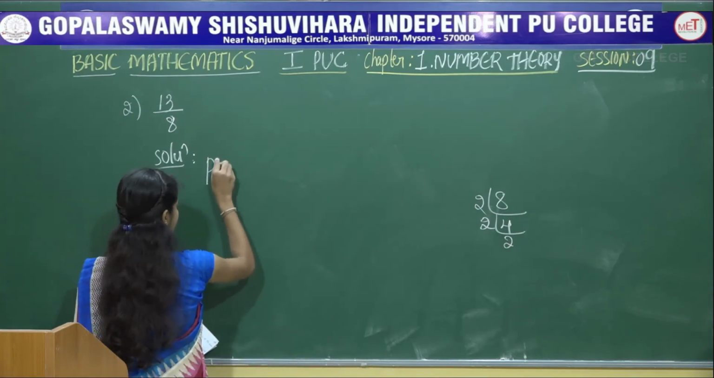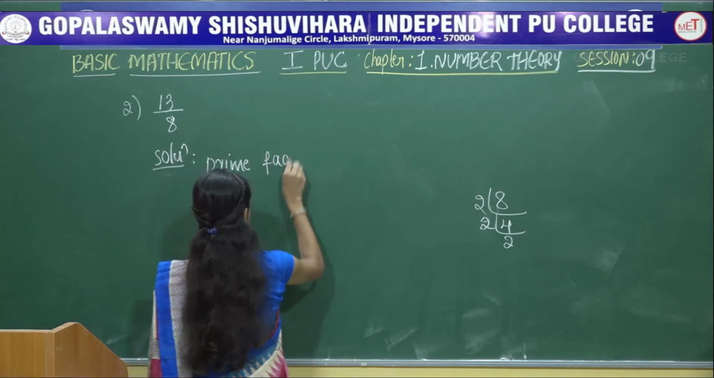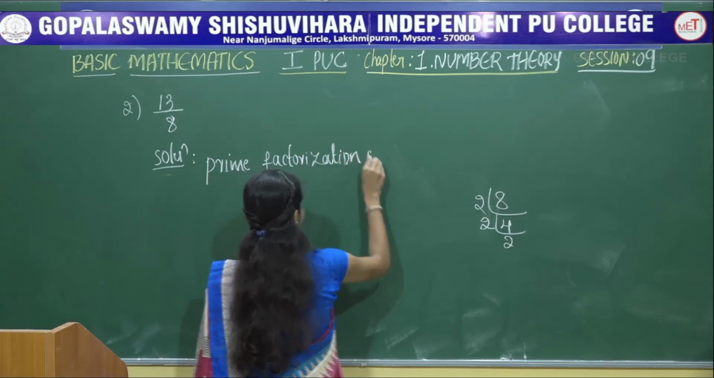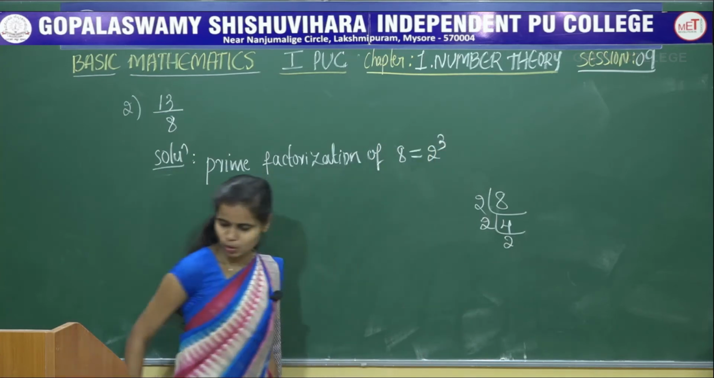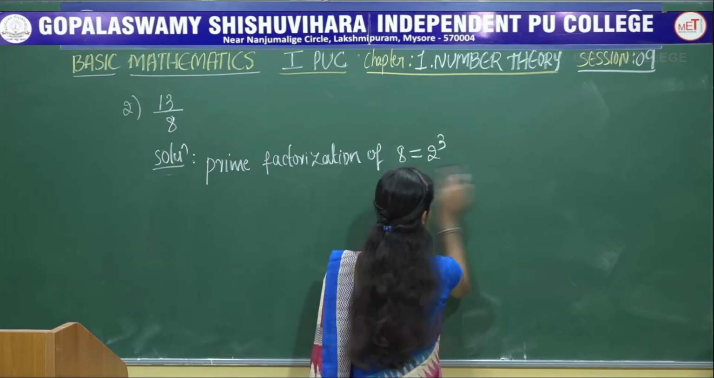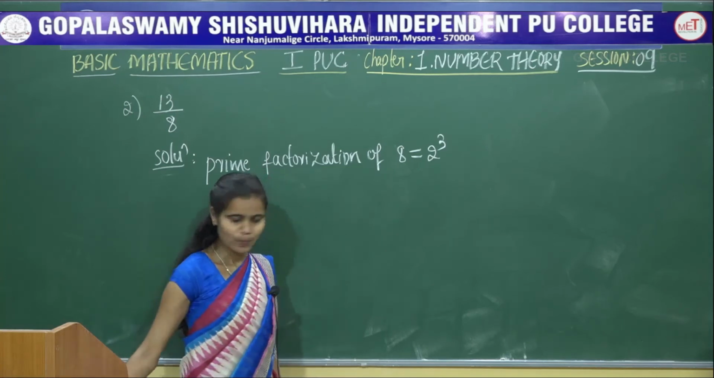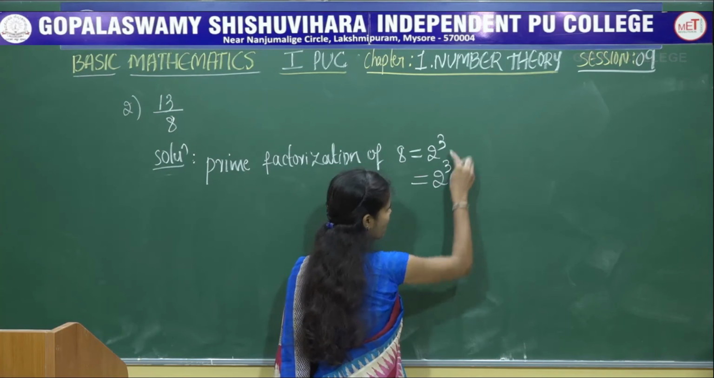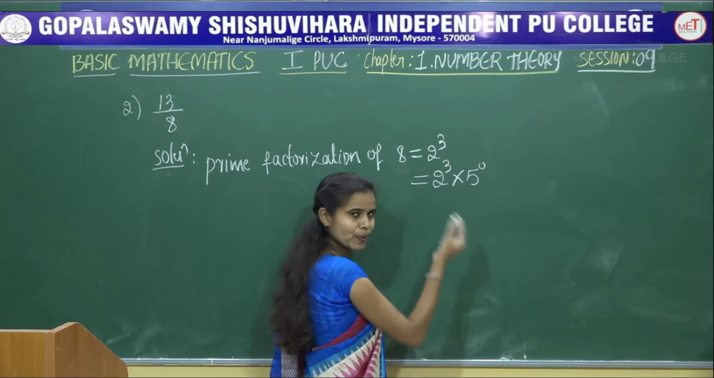Prime factorization or canonical form for 8. The prime factorization of 8 is equal to 2 cube. We want the denominator to be in the form of 2 to the power of n into 5 to the power of m. So this can be written as 2 to the power of 3 into 5 to the power of 0. 5 to the power of 0 is equal to 1.